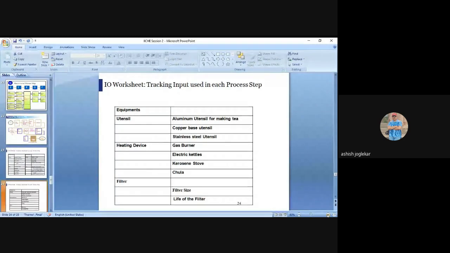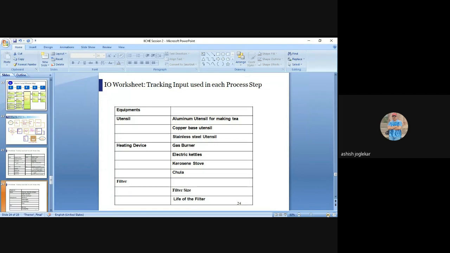Also, more equipment: which utensils, aluminium or copper; what is the heating device, a gas burner or a kerosene stove. The tea quality will change. If you have ever witnessed, there will be a different tea quality when you use different types of filtering device. What is the filter size? Is the powder going through?